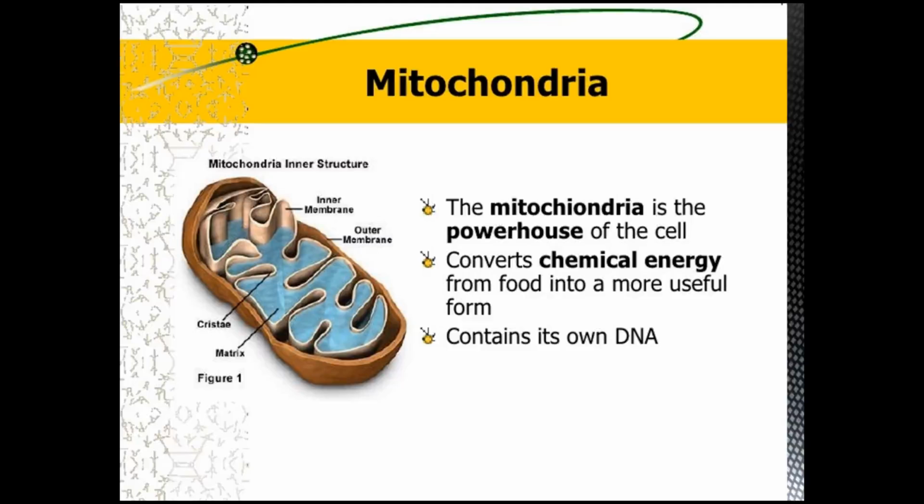Mitochondria contain 60 to 70% of protein, 25 to 30% of lipid, 5 to 7% of RNA, and a small amount of DNA and minerals. These are contained in the mitochondria.